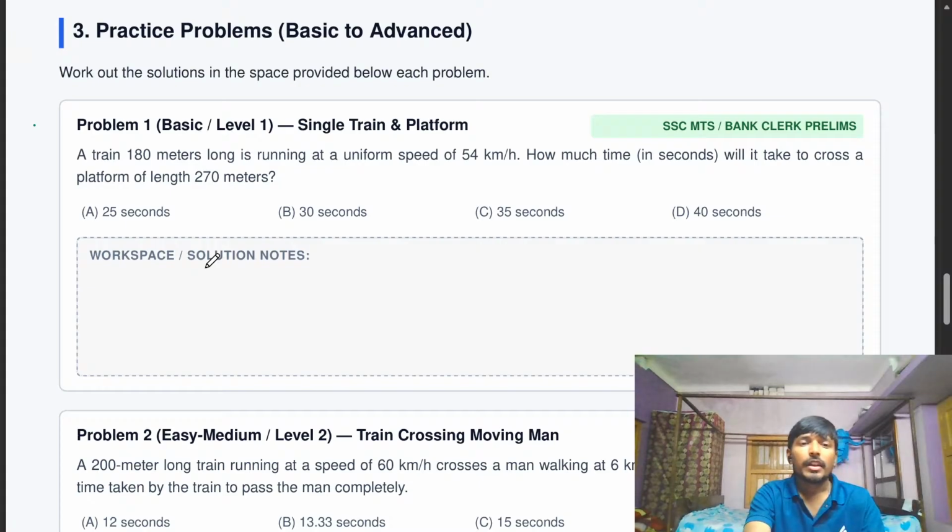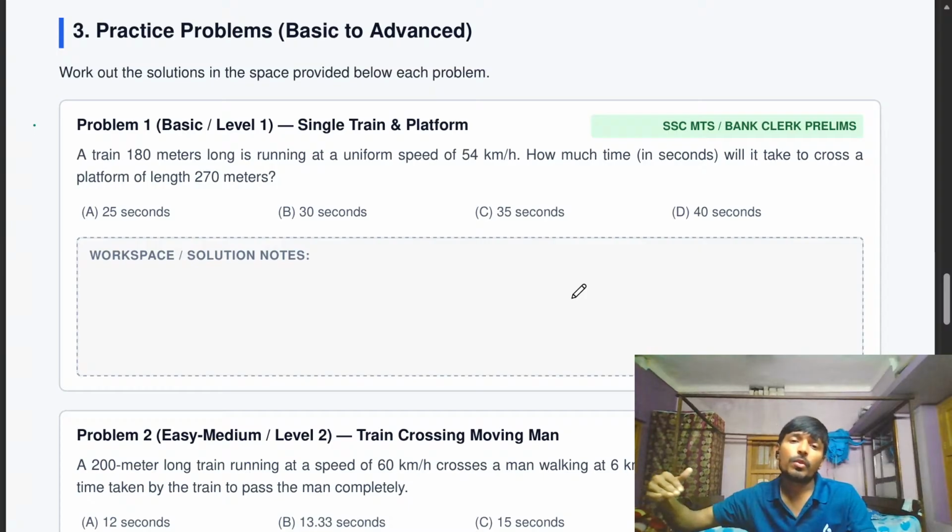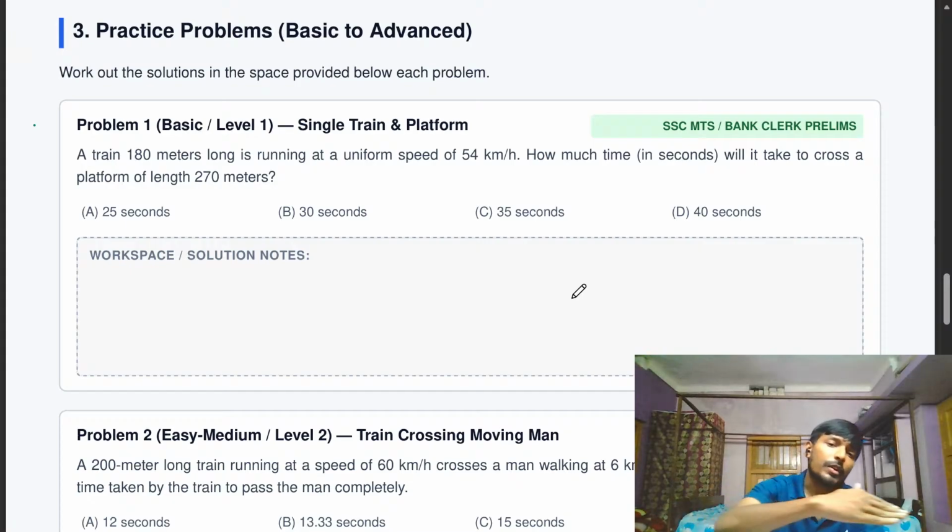A train 180 meters long is running at a uniform speed of 54 kilometers per hour. Okay, so a train 180 meters long. So the length of the train is 180 meters, running at a uniform speed of 54 kilometers per hour. Uniform speed means always going at 54 kilometers per hour.